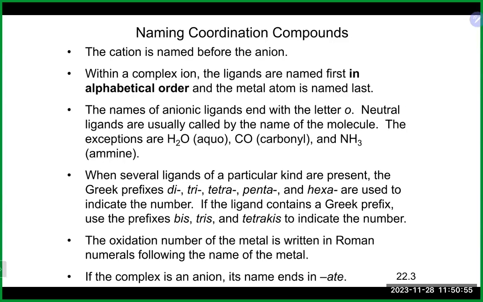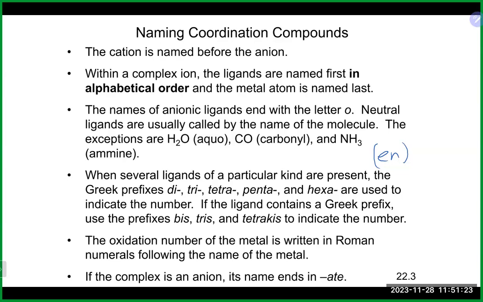So what do I mean by that? If we take a look at our en, which is a very common one you'll come across, that is known as ethylenediamine. So it has the di in the actual name of it itself. So in that case, you would not use di again. You would use bis or something like that in that particular case. So if the ligand itself has some type of prefix in it, you roll with these other ones.